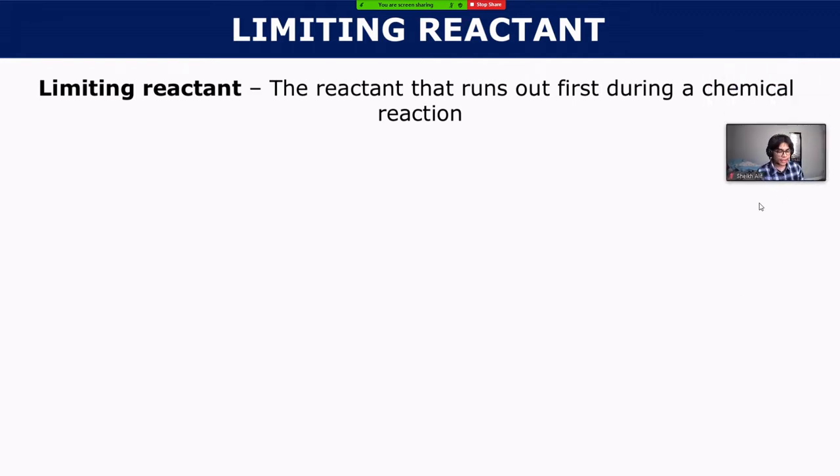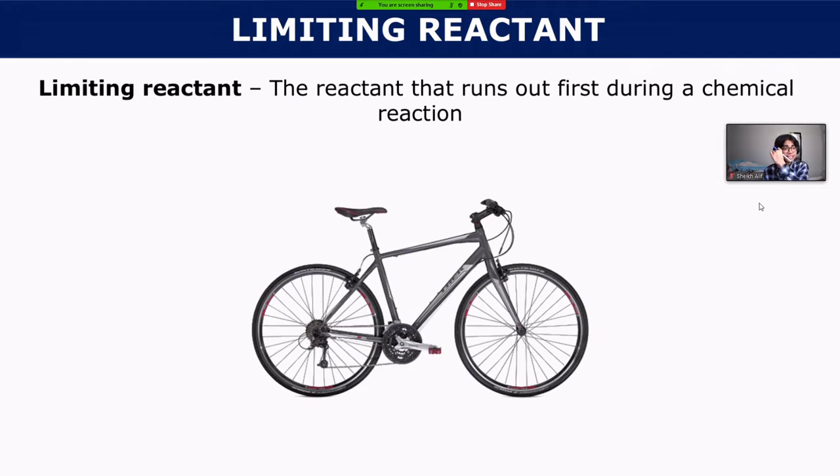Okay. And a very common analogy is a bike. Let's say you have 40 wheels, right? 40 wheels could make 20 bikes, but let's say you only have 5 frames. You need a frame per bike, so it doesn't matter how many wheels you have. The limiting reactant here is the frame. You would need more frames. If you have 5 frames to 40 wheels, you still need more frames to create more bikes. And that's how chemical equations and reactions work.